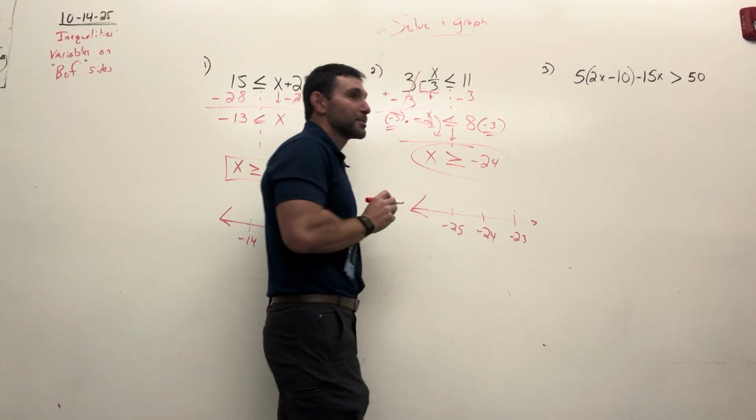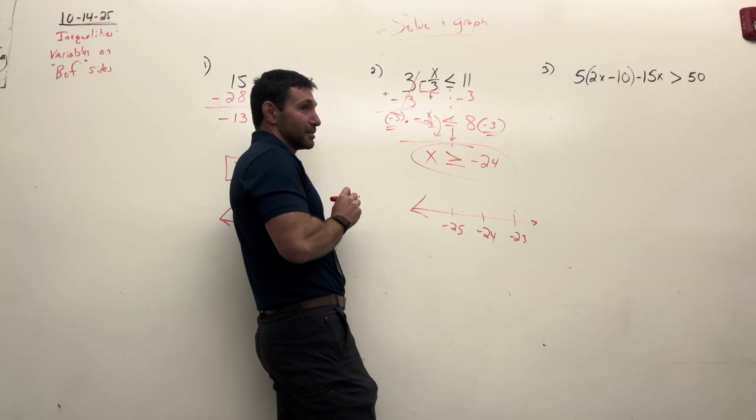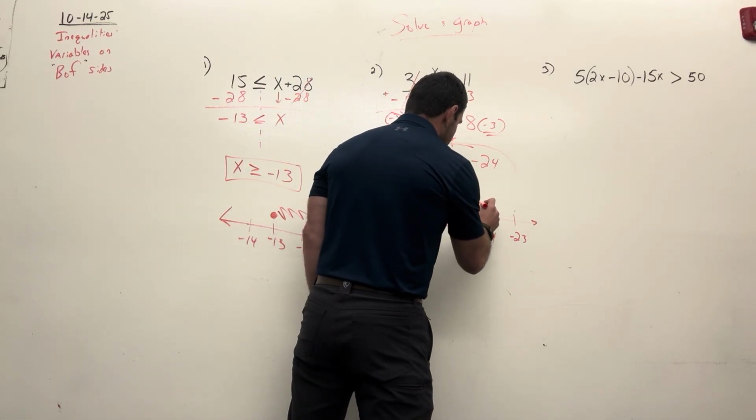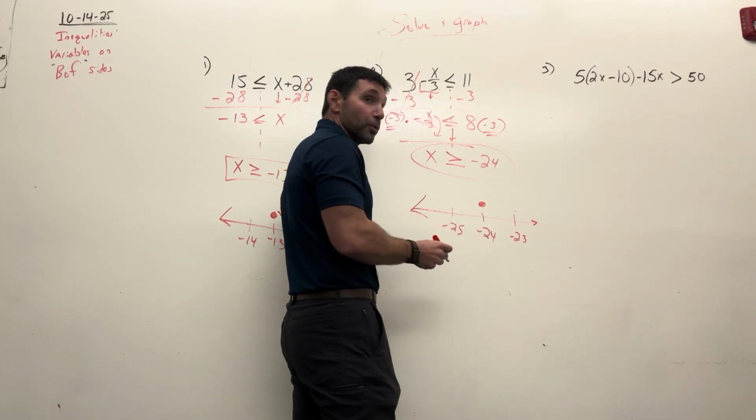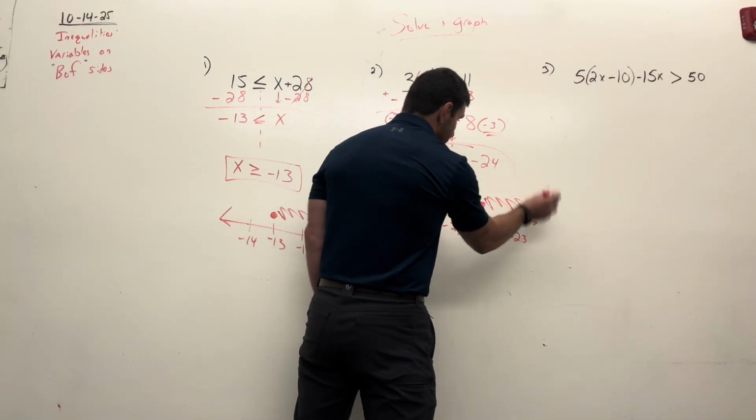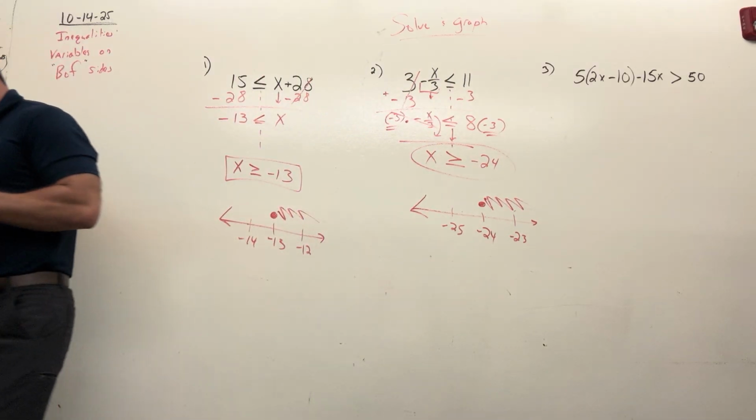Closed circle or open circle, Abby? Closed circle, because it's equal to, and negative 24 is part of our solution. Nose goes that way. Okay, here we go.